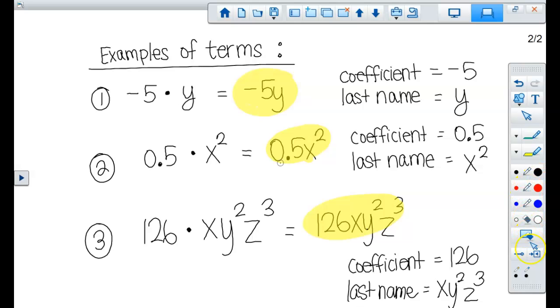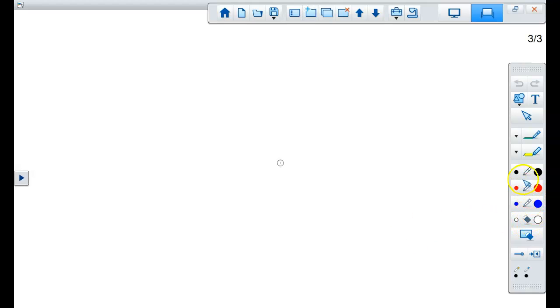Now, I'm going to come over here onto a new slide, and I'm going to write some terms. And what I want you to do is see if you can identify the coefficient and the last name for these terms. All right, so let's say I have 14xy squared. Now that is a term because it has a number part that I can see times a variable part that I can see. And how do I know I'm multiplying? Well, I know I'm multiplying because all of this is side by side by side. That's how I know that's multiplying.